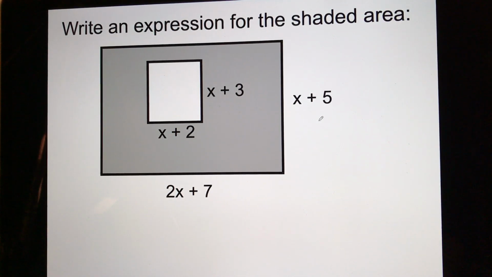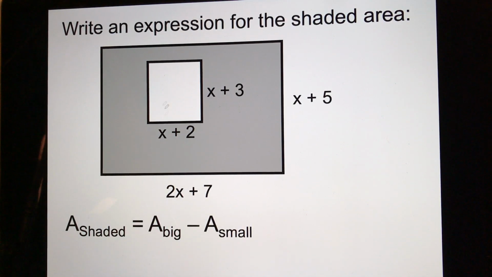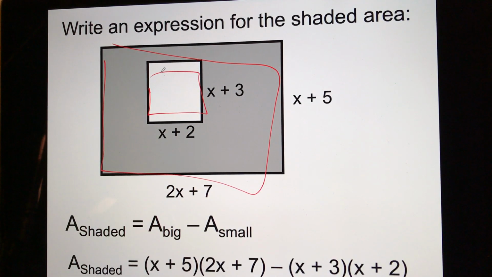I could say write an expression for the shaded area, and I know the area that's shaded would be just the big area here, take away the little area there. So area of the big, take away area of the small, and that would be area of the shaded region. I would build my length times width for the big, x plus 5 times 2x plus 7, which is there, and then the small one, x plus 3 and x plus 2, which is there. Okay, we're going to stop there, and we'll watch part 2 of this video right after.